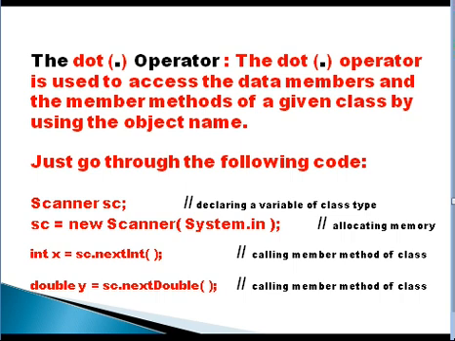So two new operators: one is the new operator itself, and the second one is the dot operator. The new operator is for allocating the memory for the object, and the dot operator is to access the member methods of a given class.